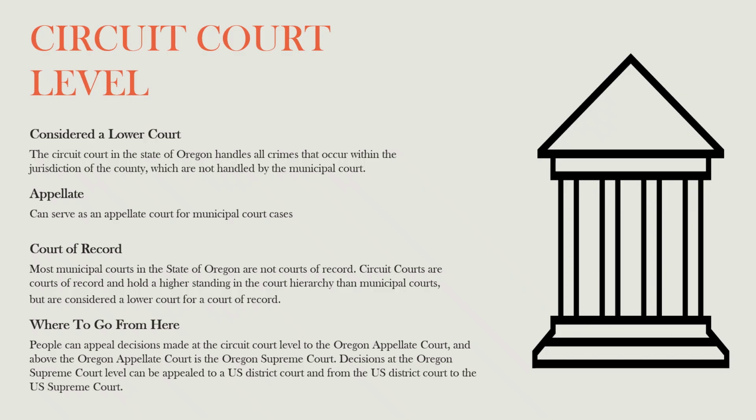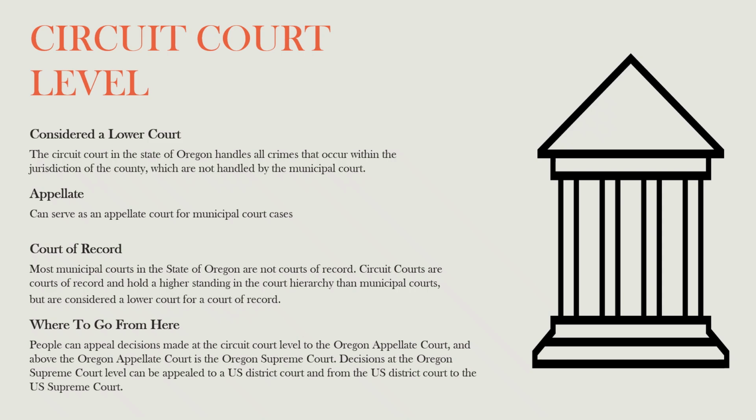Now it's time to look at the next level of court, which is the circuit court in Oregon. The circuit court in the state of Oregon handles all crimes that occur within the jurisdiction of the county, which are not handled by the municipal court. It is a court of record and a lower tier criminal court.